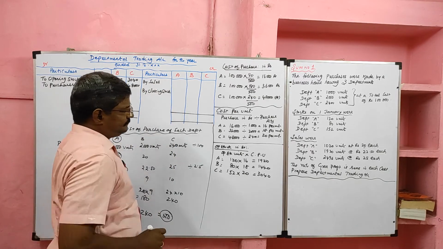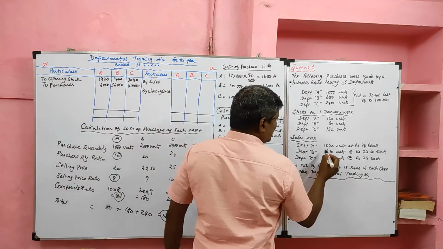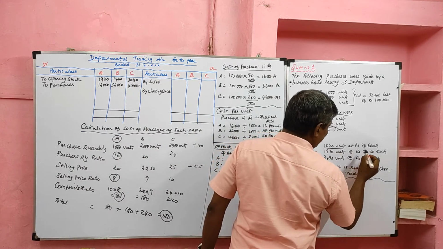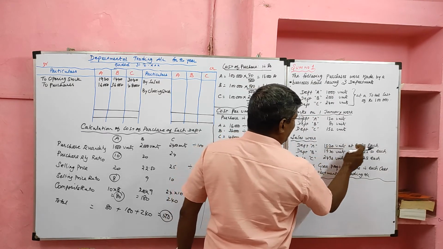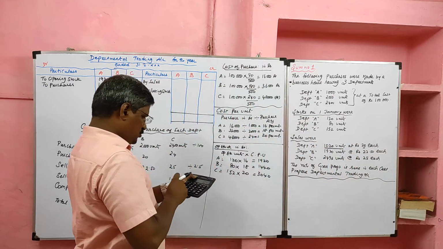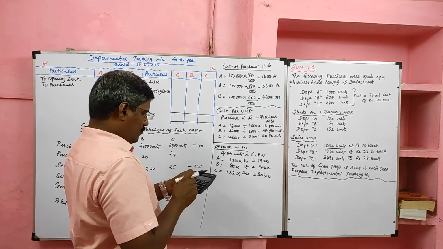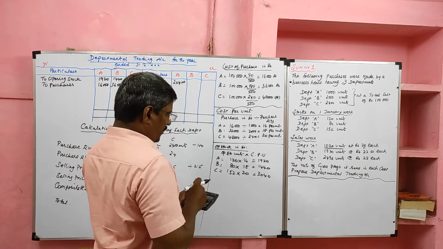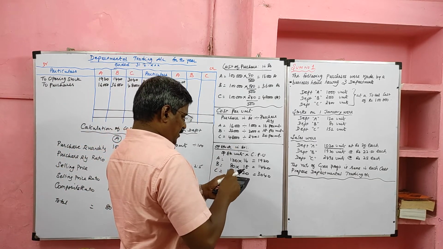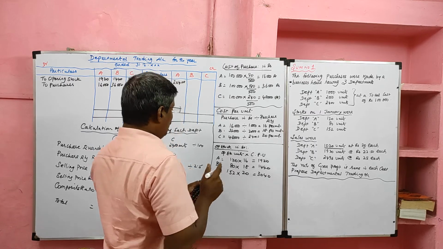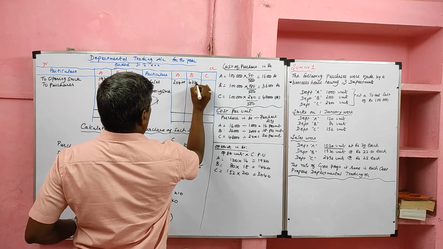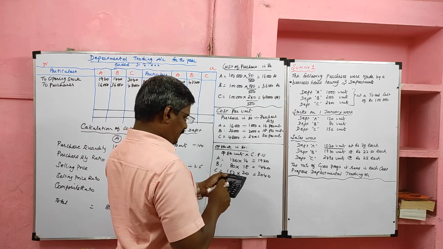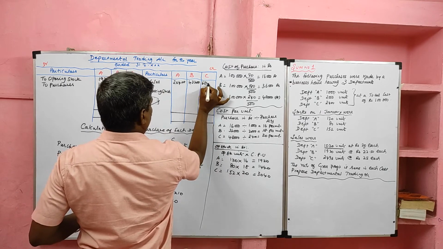Then sales, openly given. How many units sold? 1020 units are sold in department A. Each selling price how much? 20. So 1020 into 20 will get sales: 20,400, the sales of department A. Then for department B, they sold 1920 units, each unit 22 rupees 50 paise. So 43,200. Then for department C, 2,496 units, each they sold at 25. So they sold for 62,400.